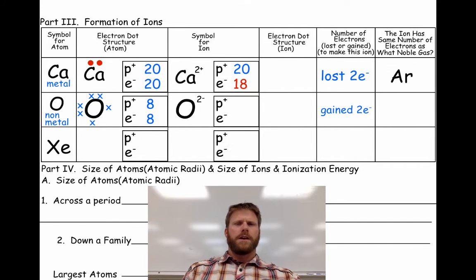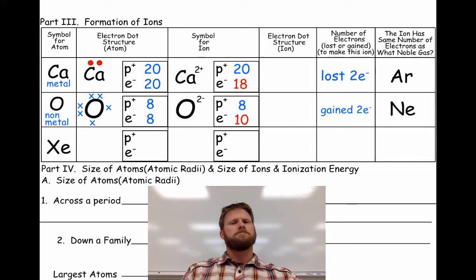Okay, oxygen still has 8 protons, but now it's gained 2 electrons, so it has 10 electrons. Well, oddly enough, neon also has 10 electrons. So it has the same number of electrons now as neon.